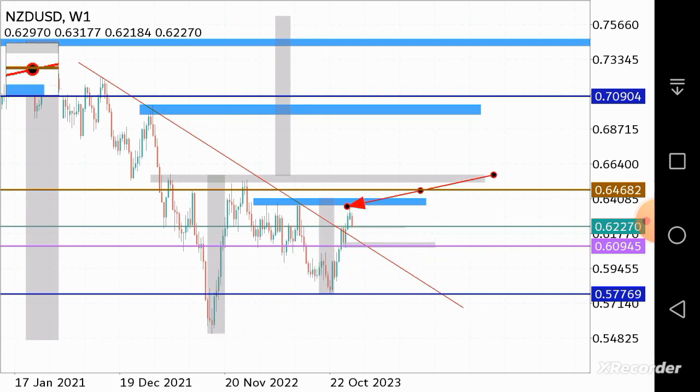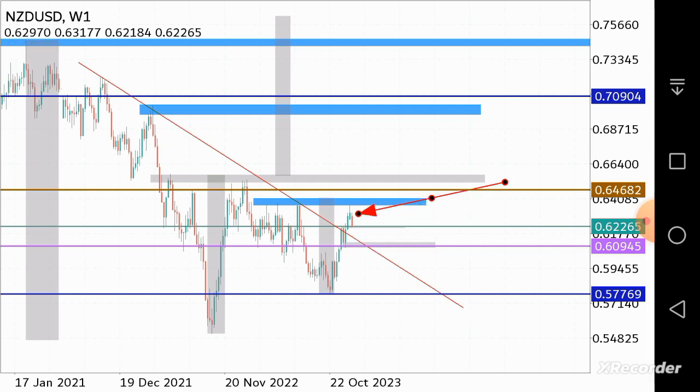Okay, so once price came and tapped on the zone, it started painting lower lows again, and lower highs, lower lows, and lower highs, lower lows. And internally, guys, price changed character to bullish.